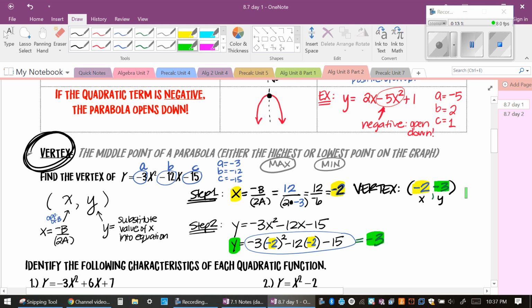If you did not get that, chances are that when you put this in your calculator, you either forgot to close the parentheses before you put your exponent, or for this minus 12, you might have put a negative instead of a subtraction. So the 3 is negative, so you do negative 3 parentheses, negative 2 close parentheses to the power of 2, so squared, minus, not negative, minus 12 parentheses, negative 2 close parentheses, and again, minus 15. So here and here are subtraction. So try it again if you didn't get it right.